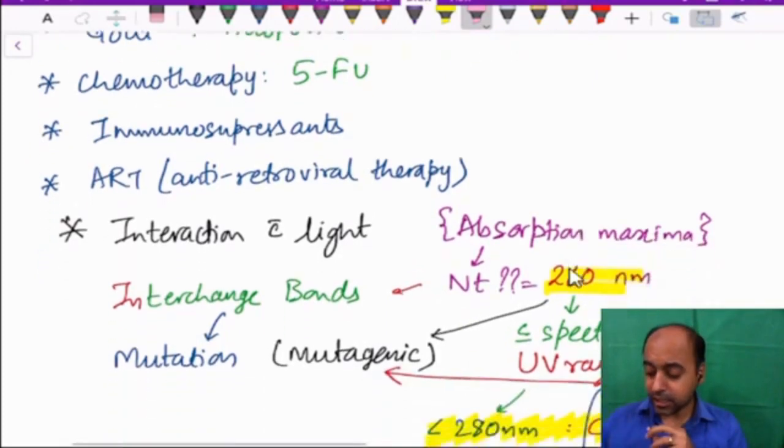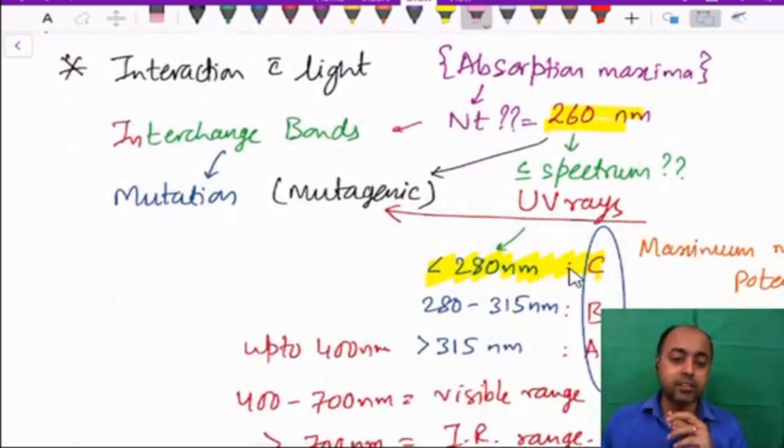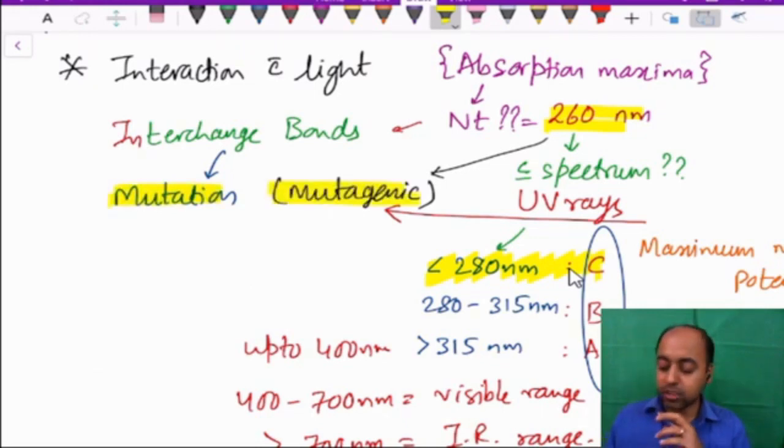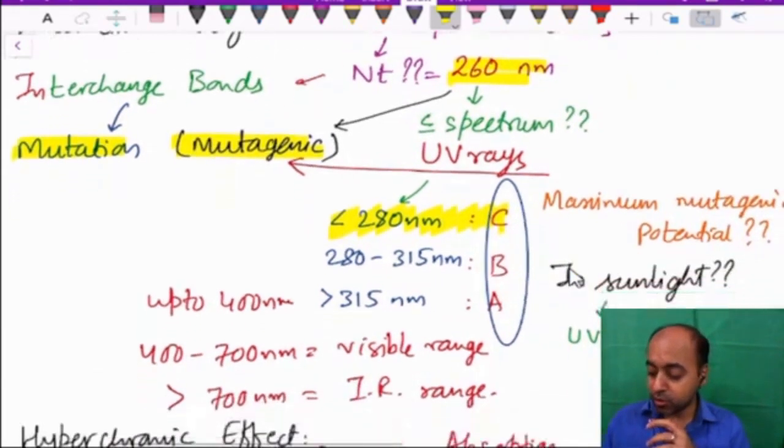In addition, the absorption of the nucleotides occurs maximally at 260 nanometer. This is known as the absorption maximum for the substance. For nucleotides, it is 260 nanometer. Because the 260 nanometer wavelength has a very large amount of energy, the absorption results in mutation, and therefore the UV light is said to be mutagenic.